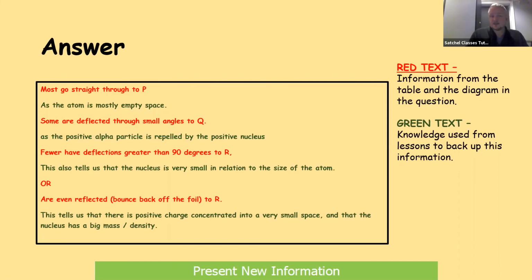This would have been 6 marks just for 3 statements in red, followed by 3 linked statements in green, because you've linked the fact that most, some, and few from the table go to P, Q, and R from the diagram, and then in green, you've linked that to your knowledge of the modern atomic structure.